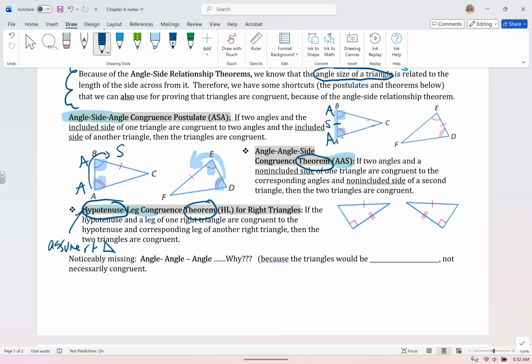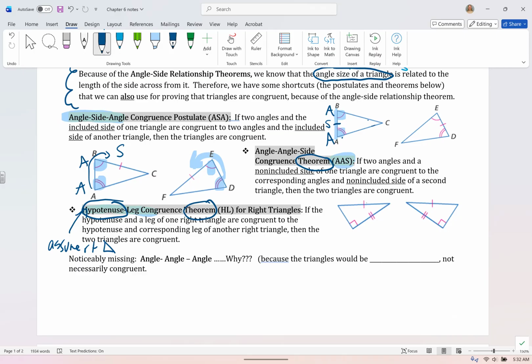Notice they didn't spell a bad word here. So angle, side, side? No, they don't spell that. We don't use that. We say, hey, if you have a right triangle, and you know the hypotenuse and the leg of that right triangle, then those two have to be congruent. So if you start with a right triangle and the hypotenuse and legs match up for two triangles, then you will have congruent triangles.